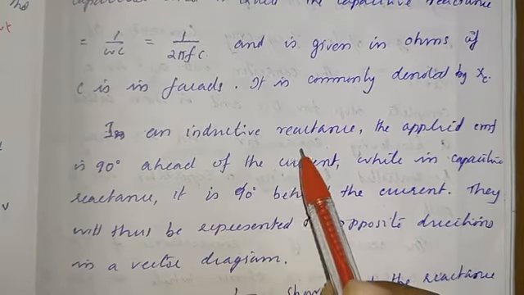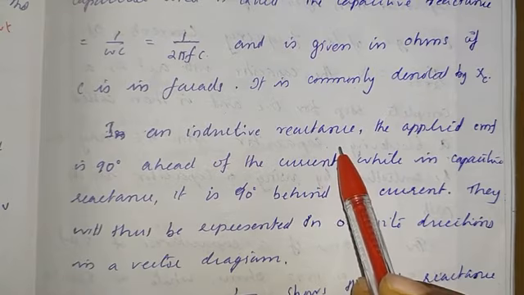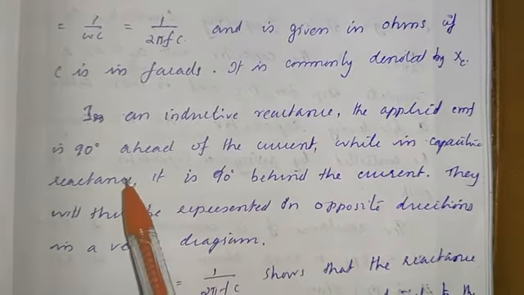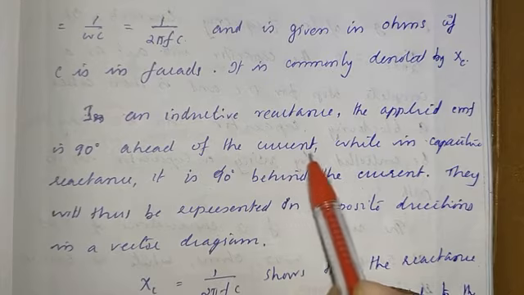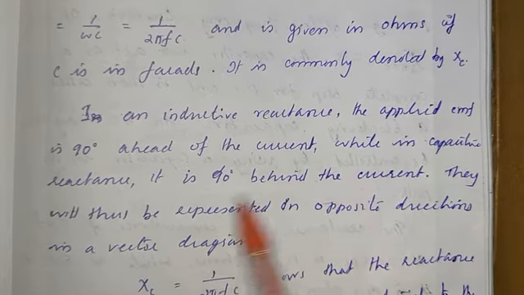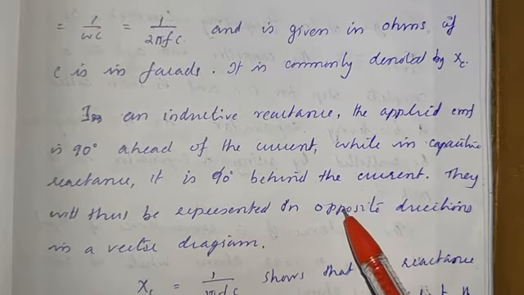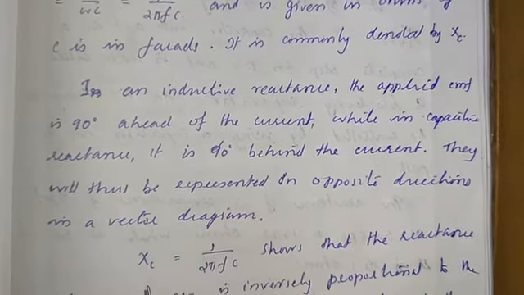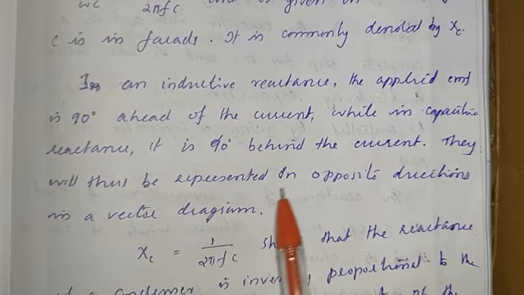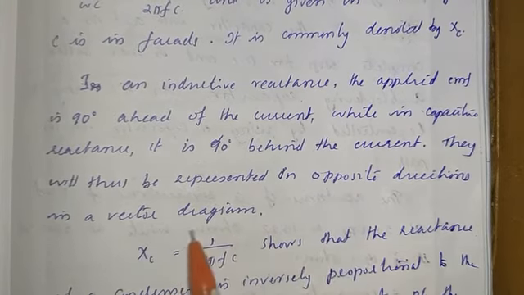In an inductive reactance, the applied EMF is 90 degrees ahead of the current, while in a capacitive reactance it is 90 degrees behind the current. They will be represented in opposite directions in a vector diagram.